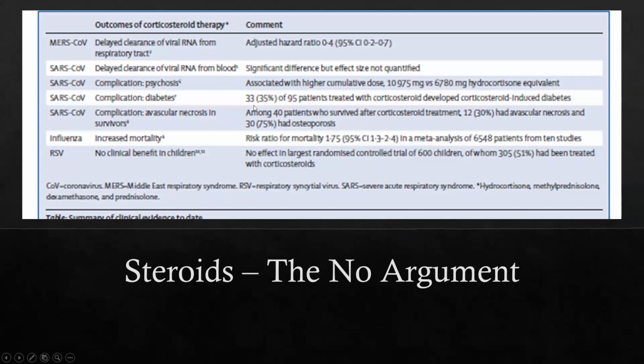And then, of course, steroids are not without complications: psychosis, avascular necrosis, and they did see those complications. So the thought was that there really wasn't a benefit to steroids. And this is the reason we look at influenza, and we were initially testing for RSV and influenza: steroids actually increase mortality in influenza. I think now that we're getting out of flu season, we'll probably do less testing for influenza and just go straight to looking for COVID.